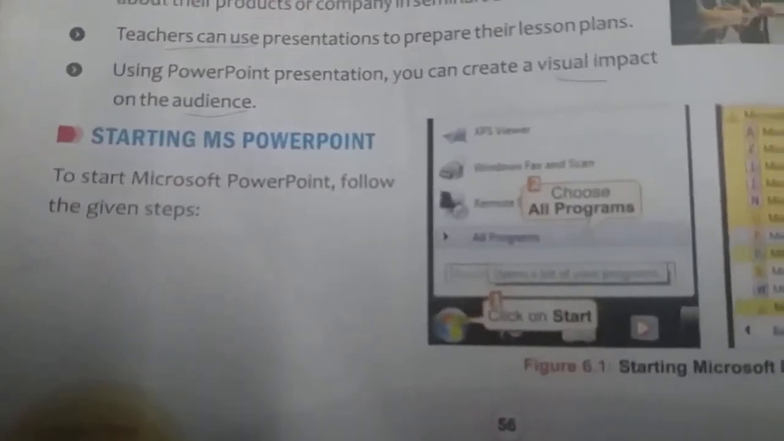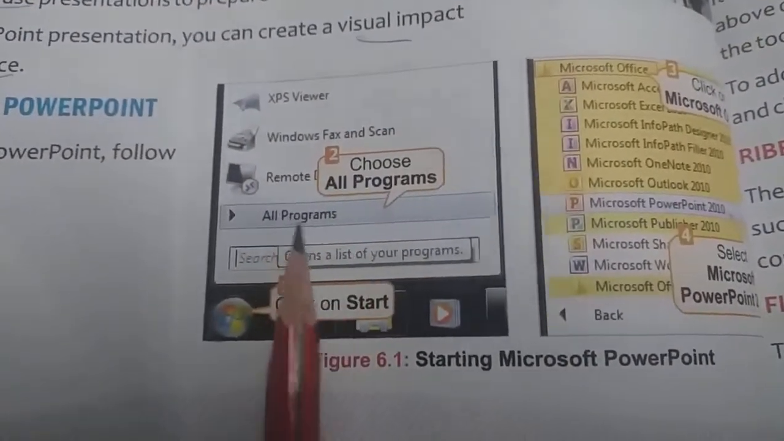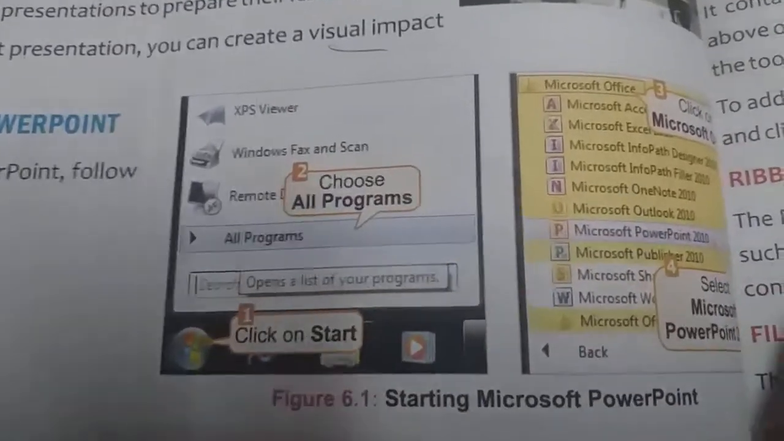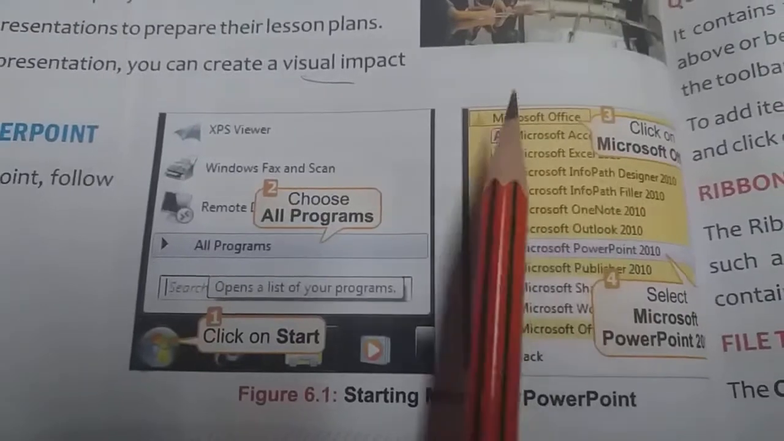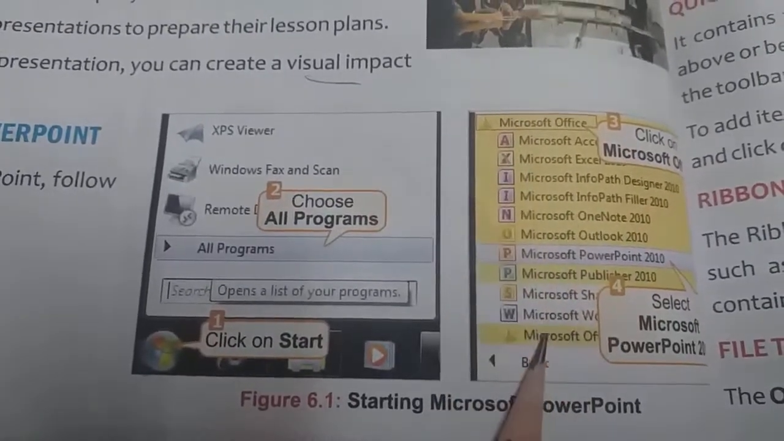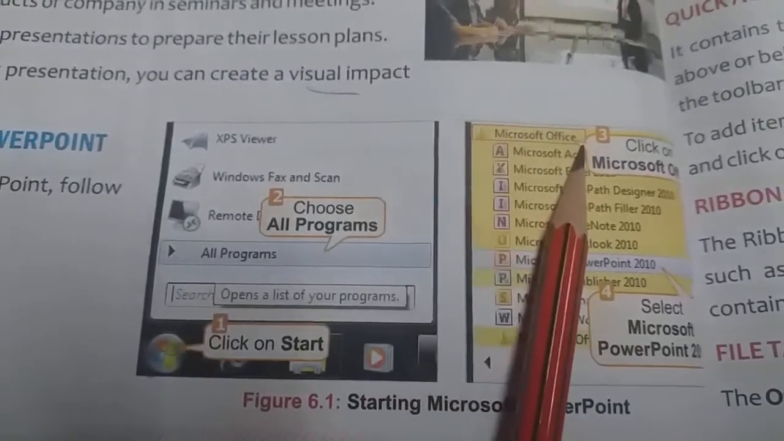Next is how to start MS PowerPoint. Here MS means Microsoft. To start Microsoft PowerPoint, follow the given steps. Firstly, click on the start button. The second step is to choose all programs. The third step is to click on Microsoft Office, and whenever we click on Microsoft Office, different options will open, the different software that comes under Microsoft Office.